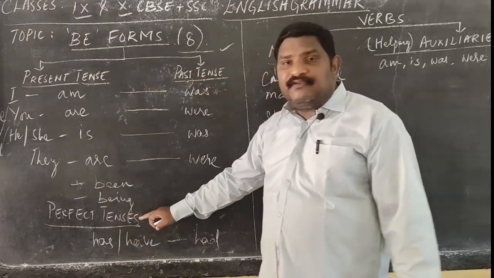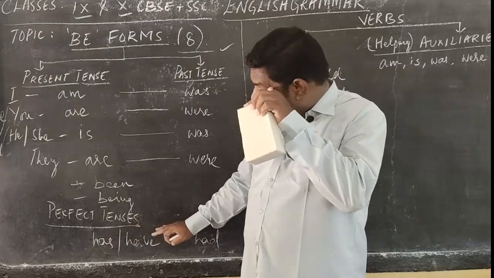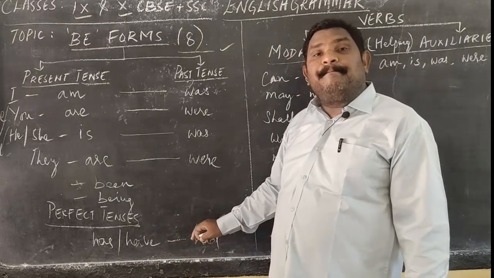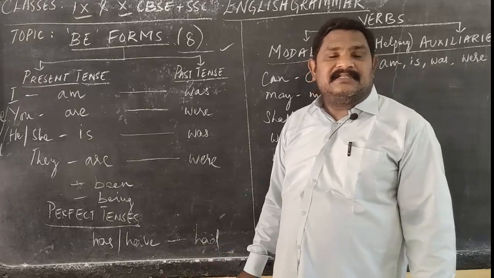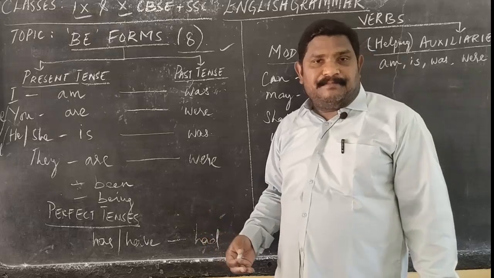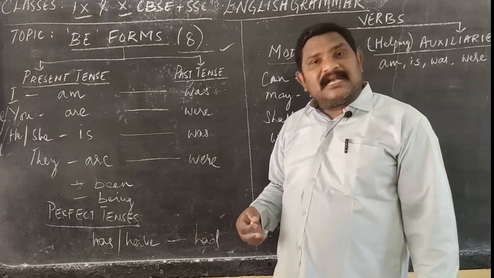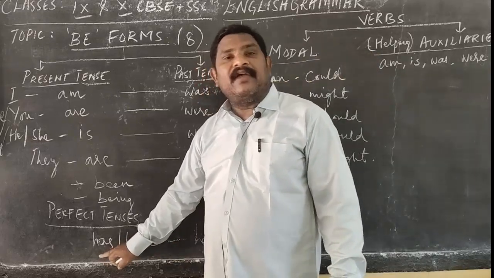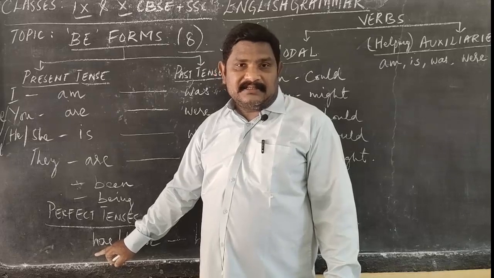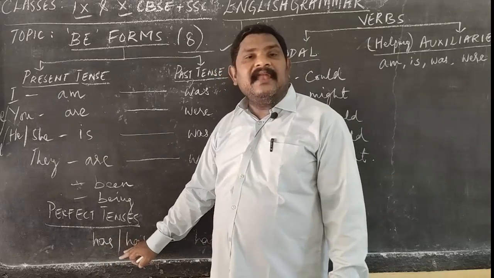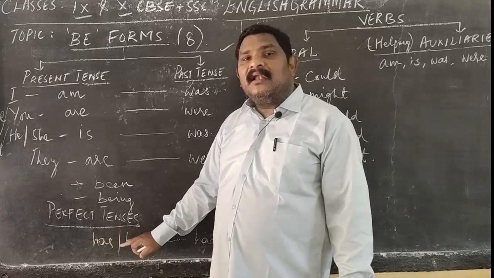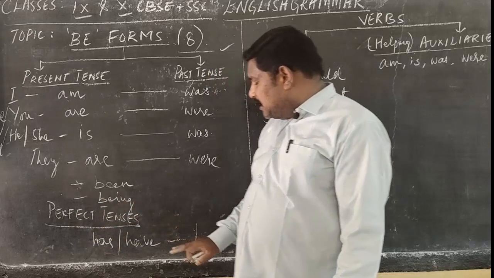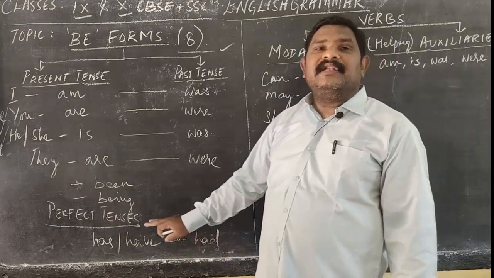Now, if you observe here, down the board, dear students, there is another set of helping verbs which are normally used in all the perfect tenses. We know in each basic tense there is a perfect: present perfect, in past tense past perfect, in future, future perfect. So in all the perfect tenses, normally we make use of has when the subject is singular, and have when the subject is plural. I repeat again: when the subject is singular, has, and plural, have. And the past tense of it is had.